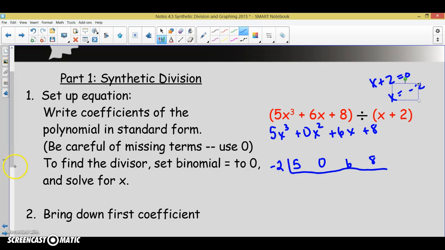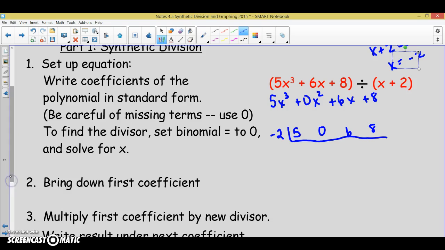Okay. So our first step, well, now it's our second step since we've set up our problem. We're going to bring down the first coefficient. So I'm going to bring down the 5.